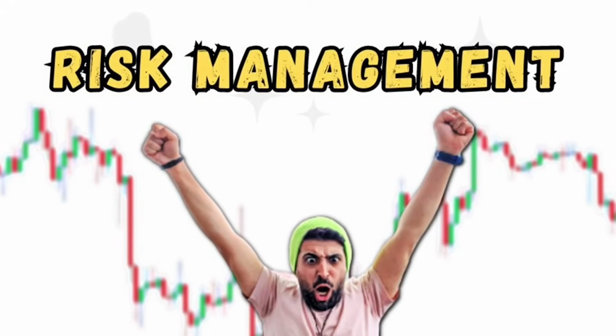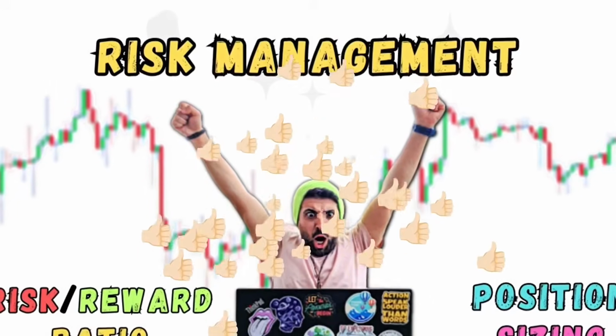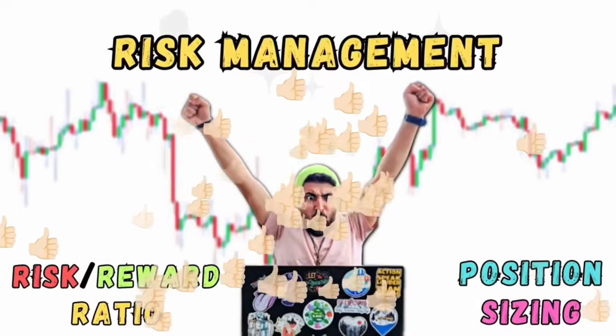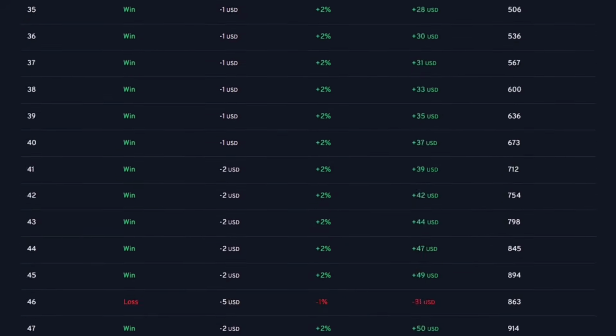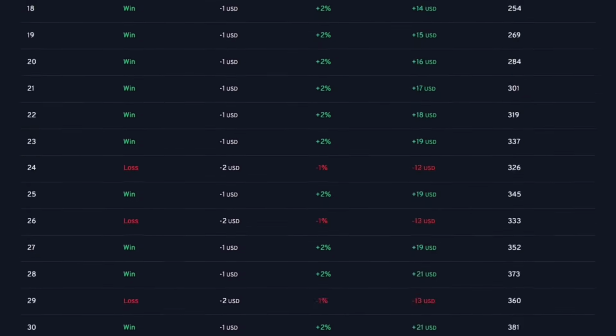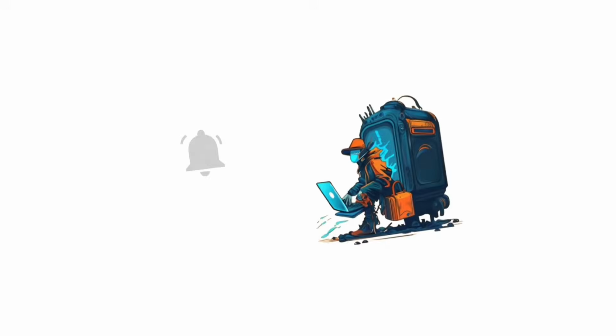And hey, don't forget about risk management. Proper position sizing and leverage are crucial to keeping your trading account healthy. And guess what? I've back-tested this strategy and the results are impressive. With a solid plan and disciplined execution, you could be looking at some serious gains.